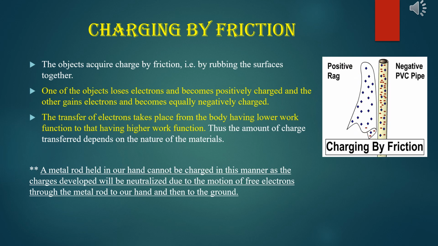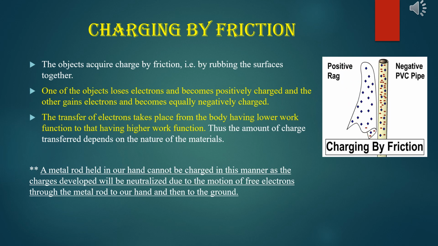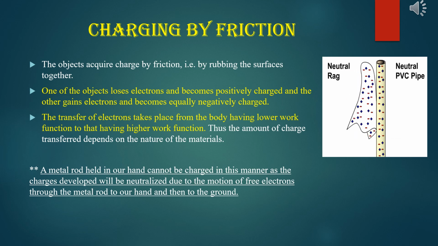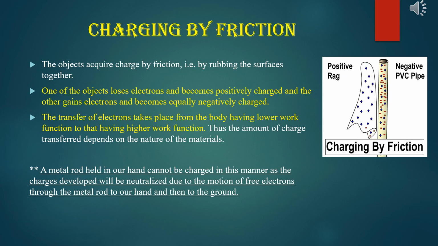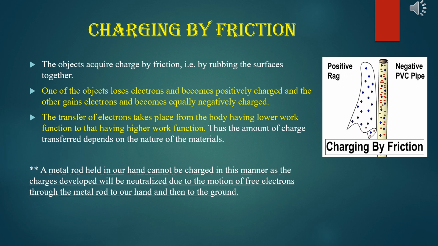Because you know that earth is a good conductor. Earthing you have learned in class 10th as well. Our body is fairly conducting as well. So if you are holding the conductor and rubbing it, even though some charges will appear, due to the motion of the free electrons, because copper is a conductor, the free electrons will move through our body to the ground, and this way the charges will be neutralized. So we cannot charge a metal object by holding it in hand directly. You can charge it provided you have some insulating handle, or your body is insulated from the earth, then it can be done.